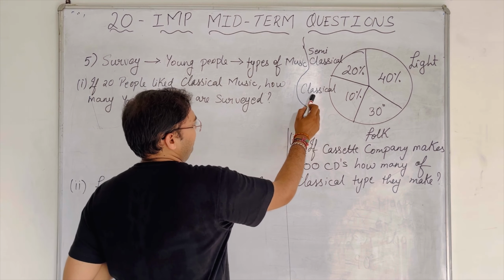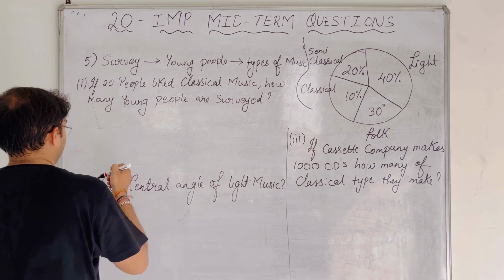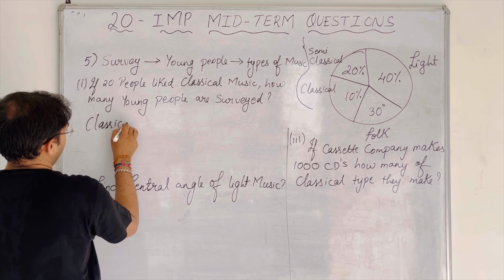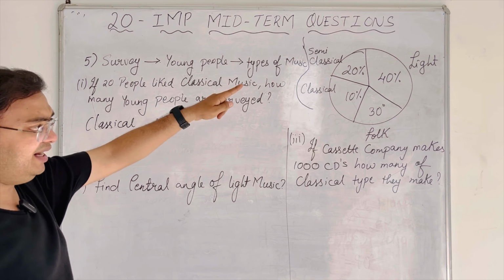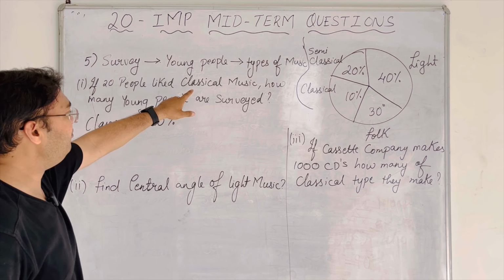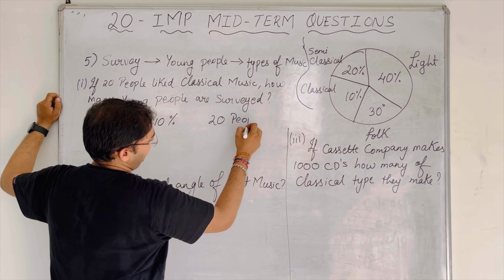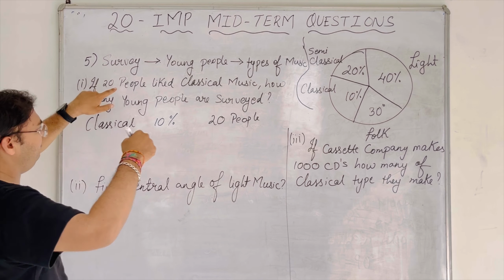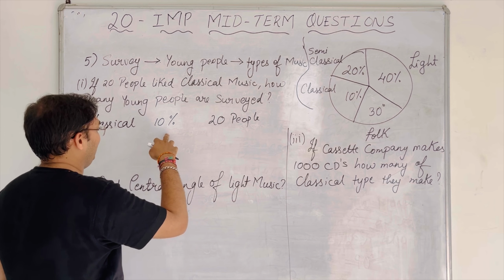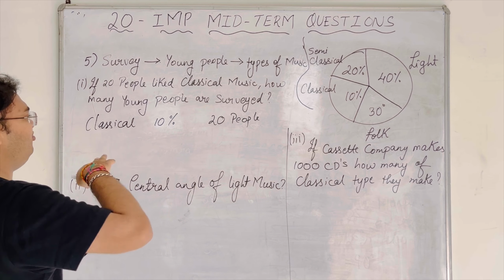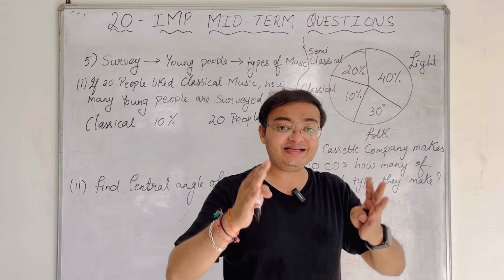Now where is the classical music over here? This is semi-classical, don't make a mistake, this is classical. So classical music in the pie chart is 10 percent. In the pie chart it is given as 10 percent, but in the question the value of classical music is given as 20 people. So in one way the value is given in percentage, and in the other way it is given in people. So 10 percent according to the pie chart, and according to the question 20 people, and they asked how many young people were surveyed. That means in total how many young people were surveyed, they are asking you that.